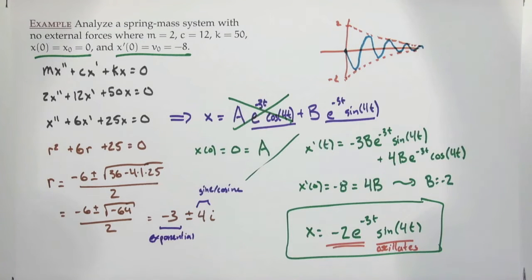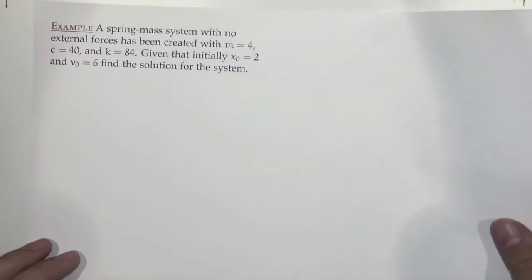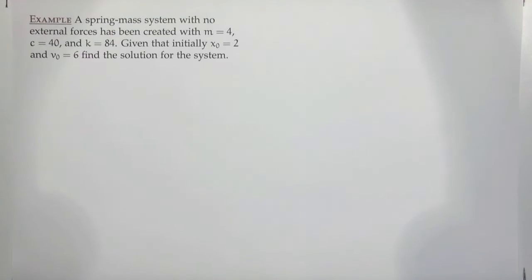All right. Well, in that case, you should try one. So, here we go. There's a spring mass system with no external forces. It has m equals 4, c equals 40, and k equals 84. Given that initially x0 is 2 and v0 equals 6, find the solution for the system.